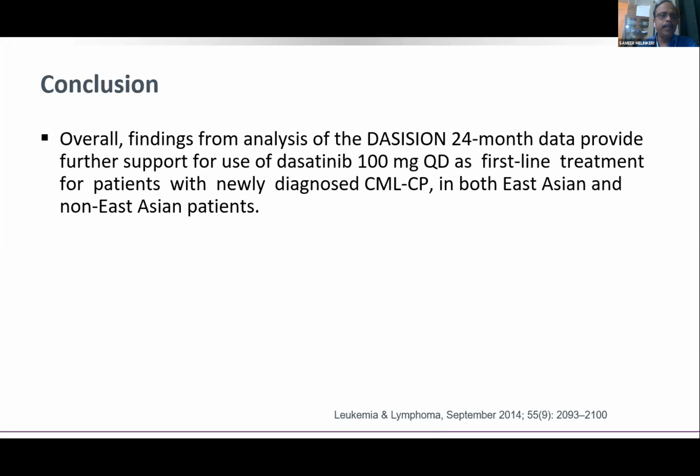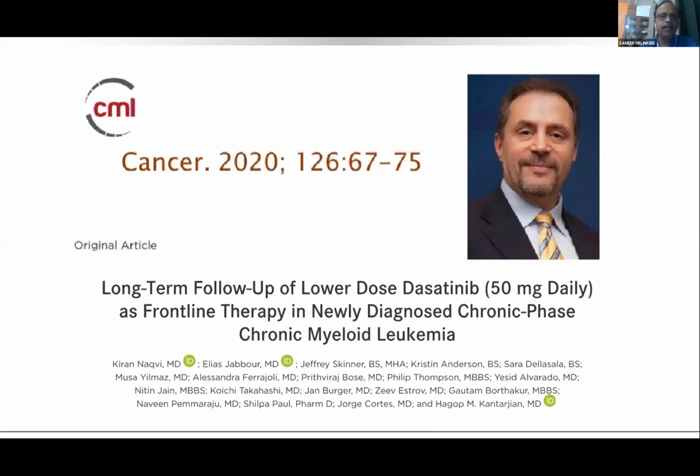So to conclude, the overall findings of the analysis of the DASISION 24-month data provide further support of the use of dasatinib 100 milligrams once daily as first-line treatment for patients with newly diagnosed CP, both in East Asian and non-East Asian countries.